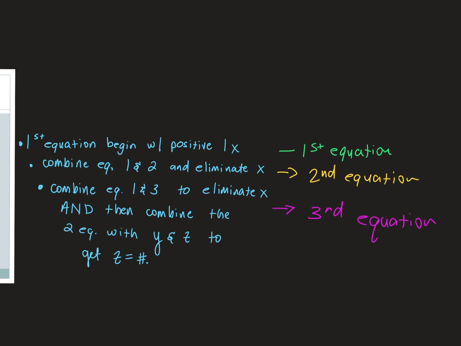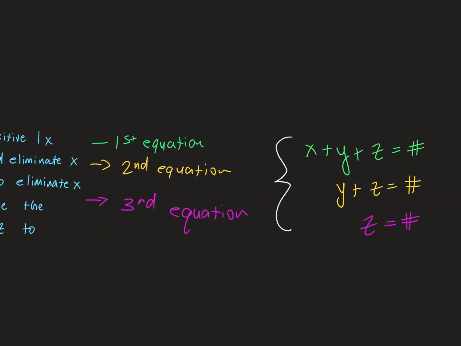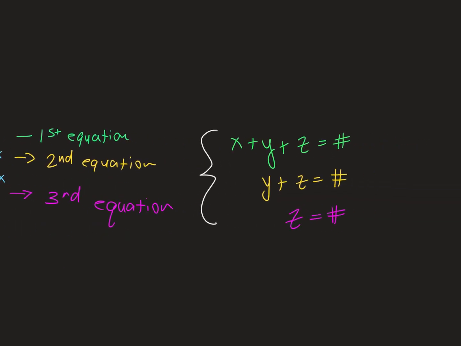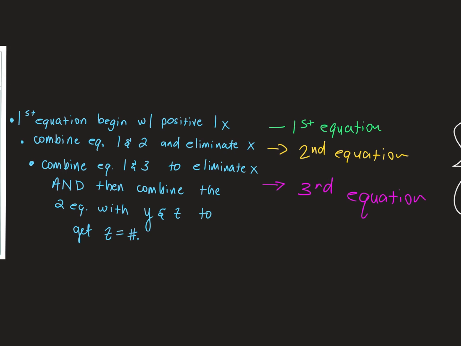Then to get your second equation, you're going to combine equations 1 and 2 and eliminate x. Then that'll be your second. You'll have a y, a z, and a number. Then you have to do 2 steps to get the third equation. You're going to first combine equations 1 and 3 from the original and eliminate the x. Then you're going to combine the 2 equations that just have a y and a z to get rid of the y and get z by itself.